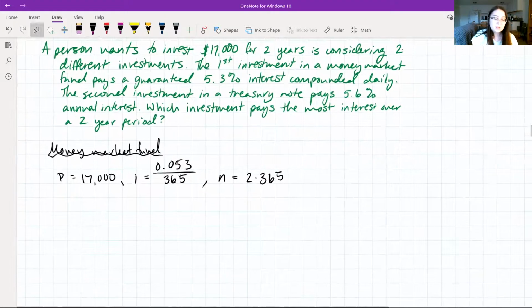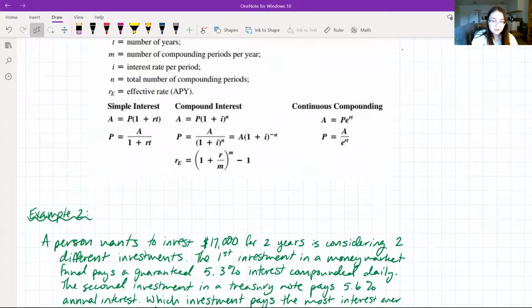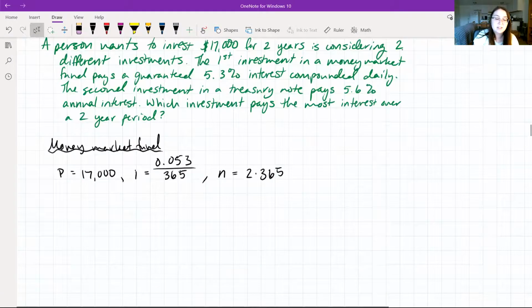All right, so we have all of our values. We know our equation. We remember it's just going to be A is equal to P times (1 + i) to the power of n. Since we know this is compound interest, try and find the future value first.